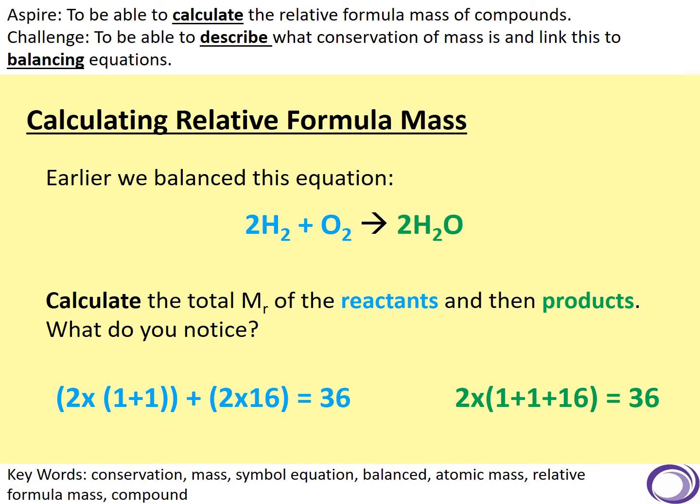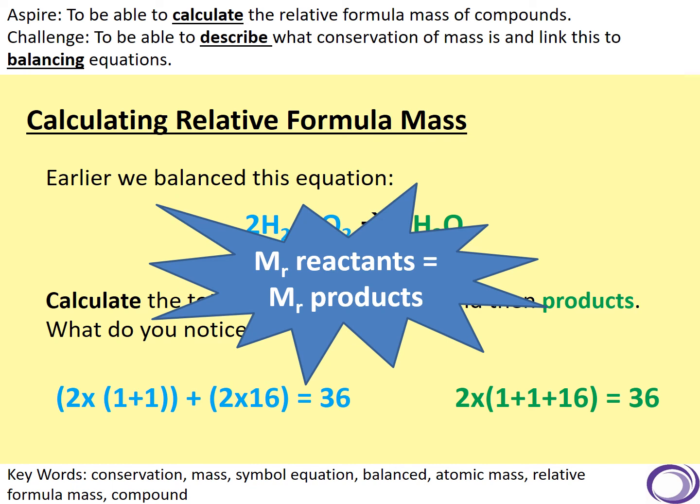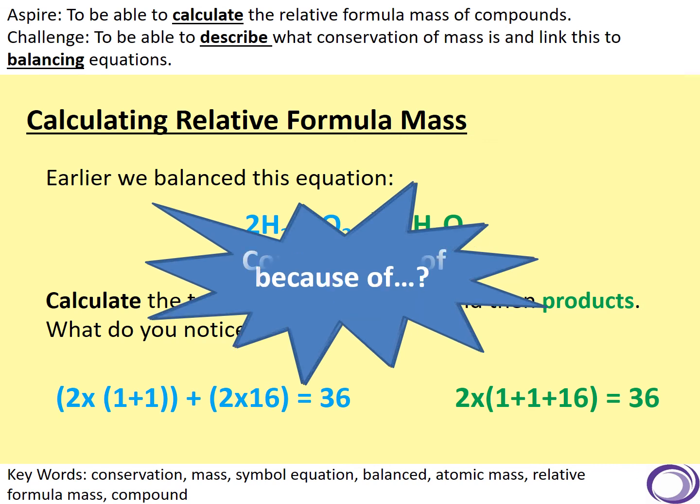And when we look on the other side of the equation, for our water, we've got 1 plus 1 plus 16 for a molecule of water, but we have 2 of those, so we double it, and lo and behold, the same answer appears. So when we look at the total molecular mass of the reactants and the total molecular mass of the products, in a balanced equation, the 2 values will be equal. So the molecular mass of the reactants will equal the total molecular mass of the products if the equation is balanced. And that is, of course, because of this idea of conservation of mass. Because whatever atoms appear on one side, and they're the things that have the mass, they have to appear on the other side.